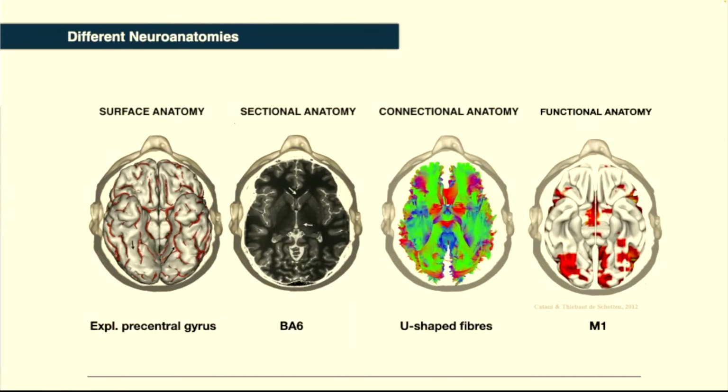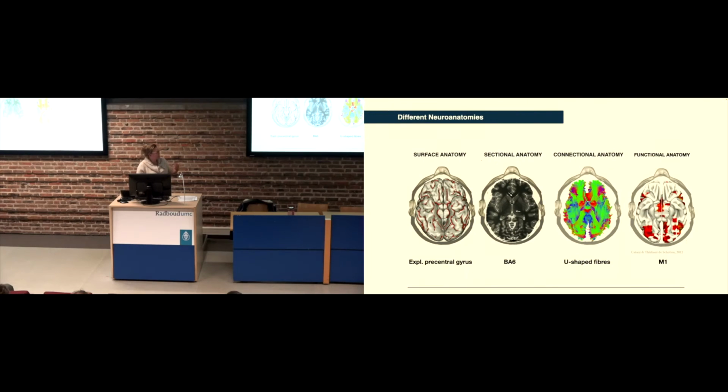activation of the brain. Now, the reason I make this point is because when we talk about anatomy, there are many different terms that we can use, and they sometimes mean the same thing. The example I have for you here is in surface anatomy. We would call the gyrus before the central gyrus the precentral gyrus. The same part of the brain in sectional anatomy is called BA6.